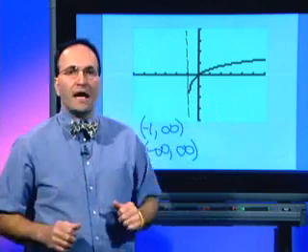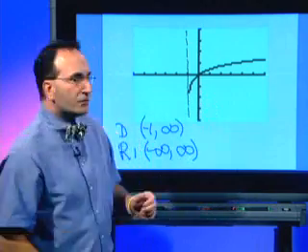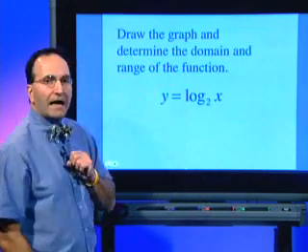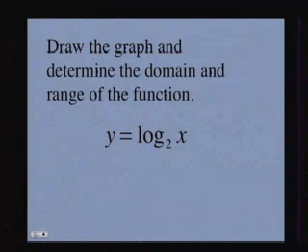Well, now it's time for you to try a problem. So let me advance to the problem. I want you to draw the graph and determine the domain and range of the function y equals log base 2 of x. Pause the video while you work on this problem, and when you're finished, restart the video to check your solution.